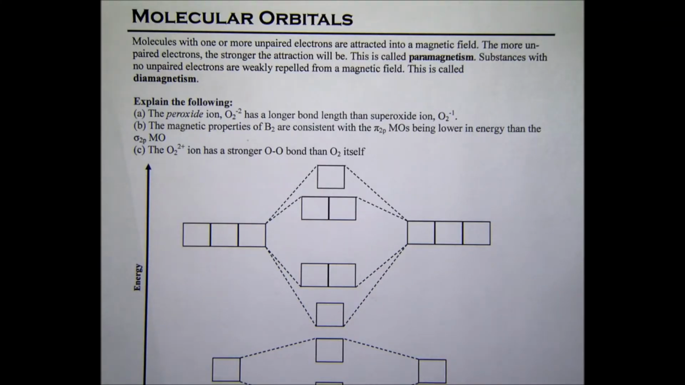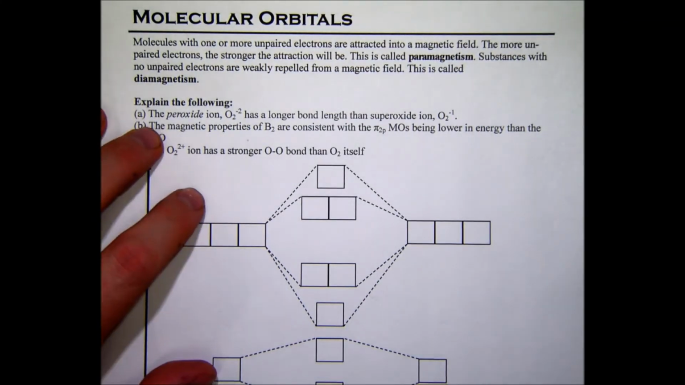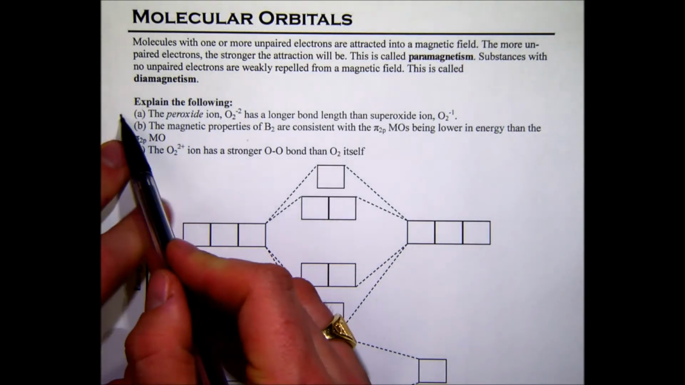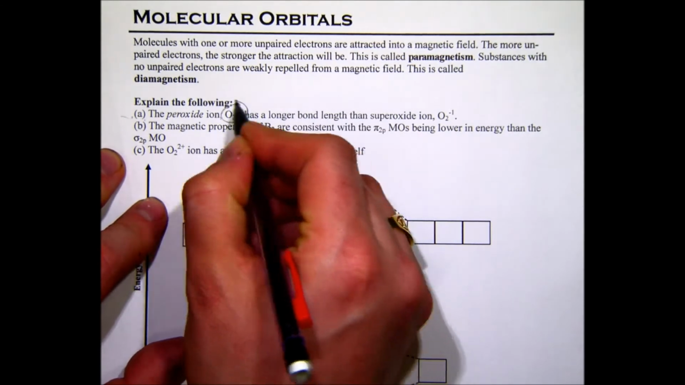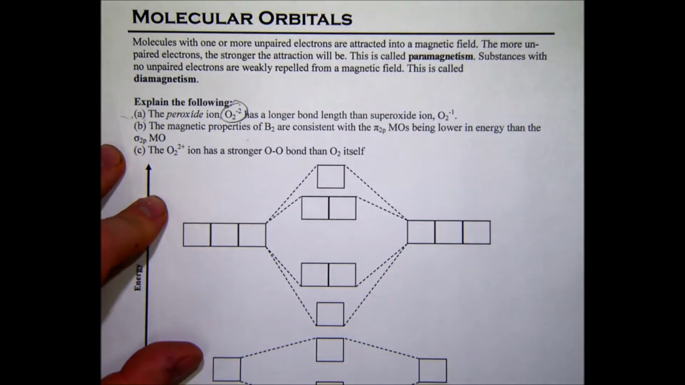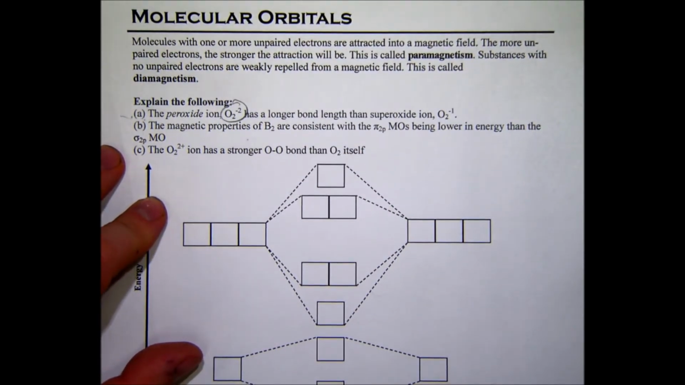So what we're going to look at today is simply molecular orbitals, and specifically we're going to deal with these three questions, A, B, and C. Our first thing we want to look at is the peroxide ion, so O2 2-. So this is a molecule that has two extra electrons.